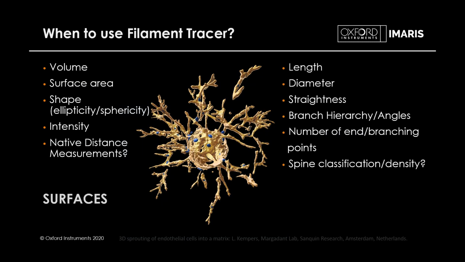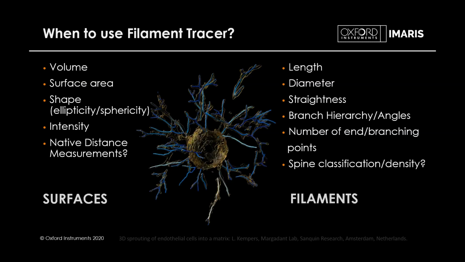However, if we're rather more interested in the length of those projections, the diameter, the straightness, if we're looking to do some branch hierarchy analysis, or if we're looking to measure the angles of branching, the number of the branching points or ending points, if we're having a neuron and we're also looking to classify the spines and study their density, then filament tracer would be the model of choice.